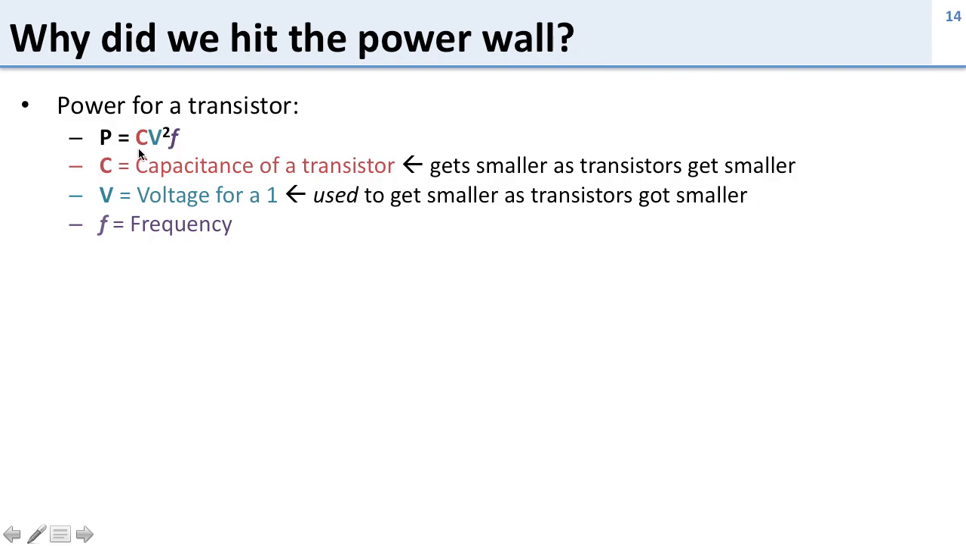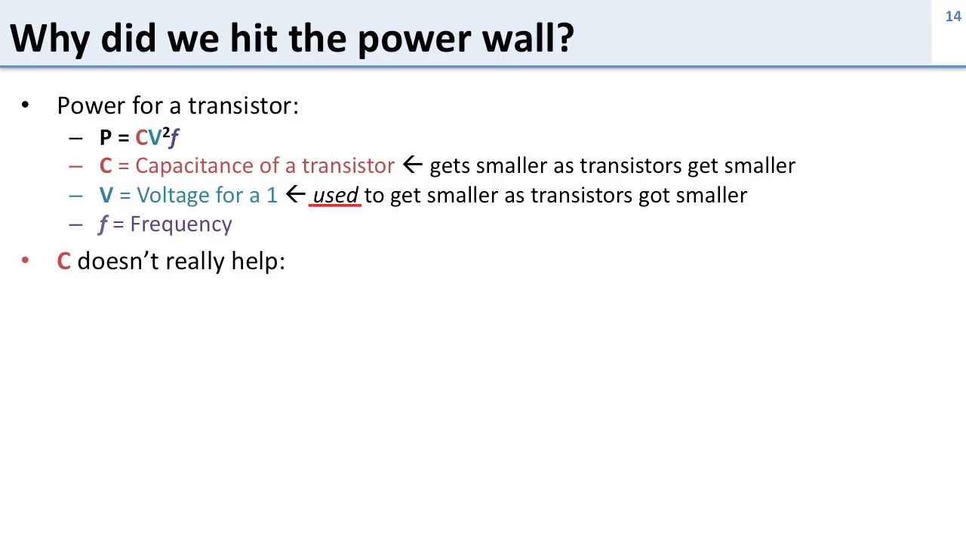What you see here is we have a linear dependence on capacitance. If we double the capacitance, our power will double. We have a quadratic dependence on voltage. If we double our voltage, our power will quadruple. And we have a linear dependence on frequency. The key thing to remember is that voltage used to get smaller as transistors got smaller and doesn't anymore.